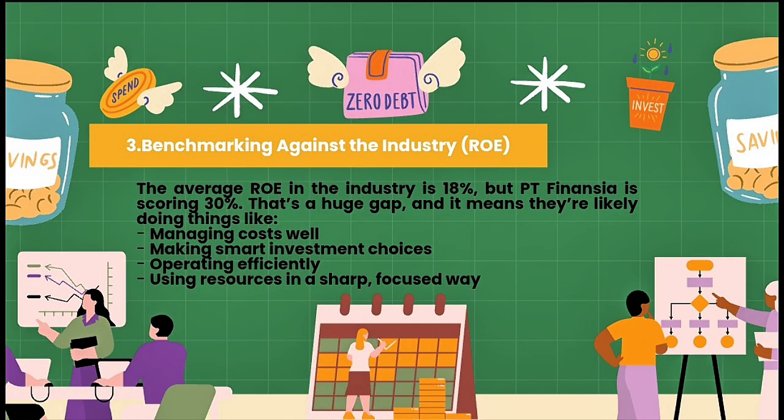Benchmarking against the industry: the average ROE in the industry is 18%, but PT Financia is soaring at 30%. That's a huge gap, and it means they are doing things like managing costs well, making smart investment choices, operating efficiently, and using resources in a sharp, focused way.